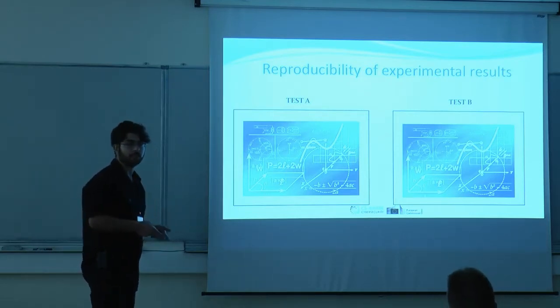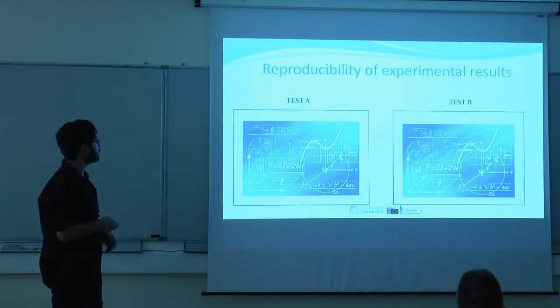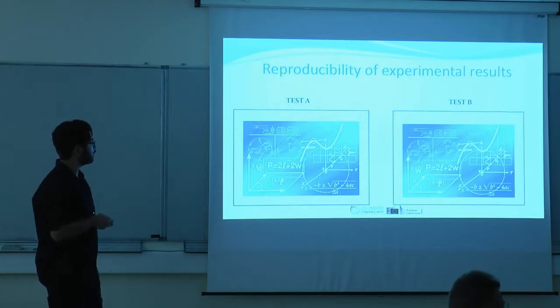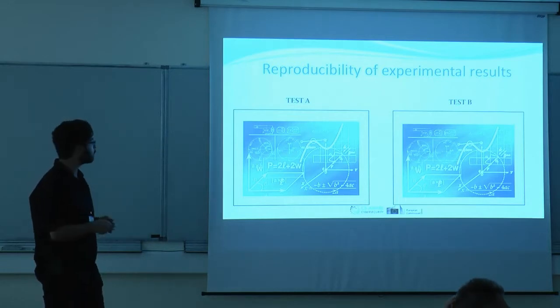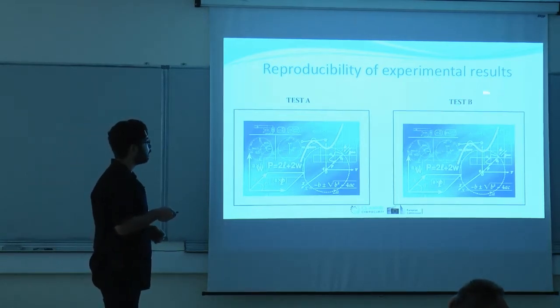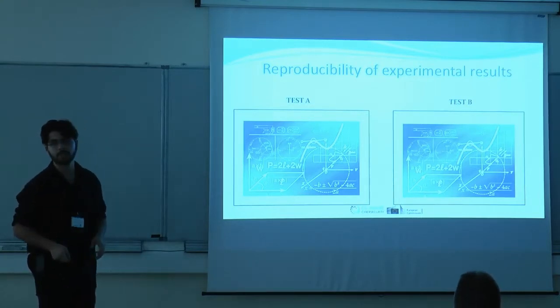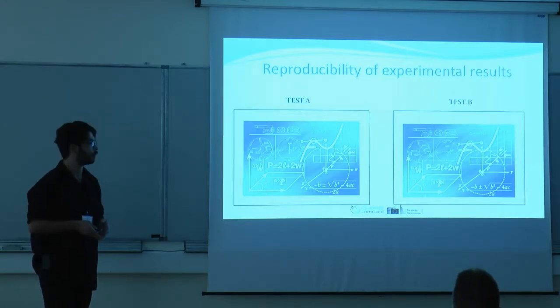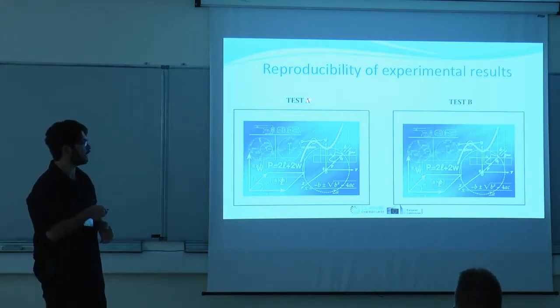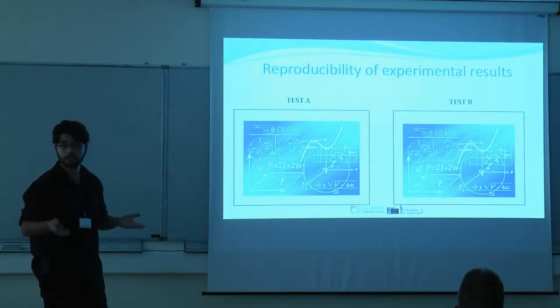So with reproducibility of experimental results, we have the original test, the test A, with some formulas, numbers, code, source code, and we repeat the test with same formulas, with same source code, with same results, with same numbers, and that way we can evaluate the test A and just extend the self-healing learning and make it intelligent.